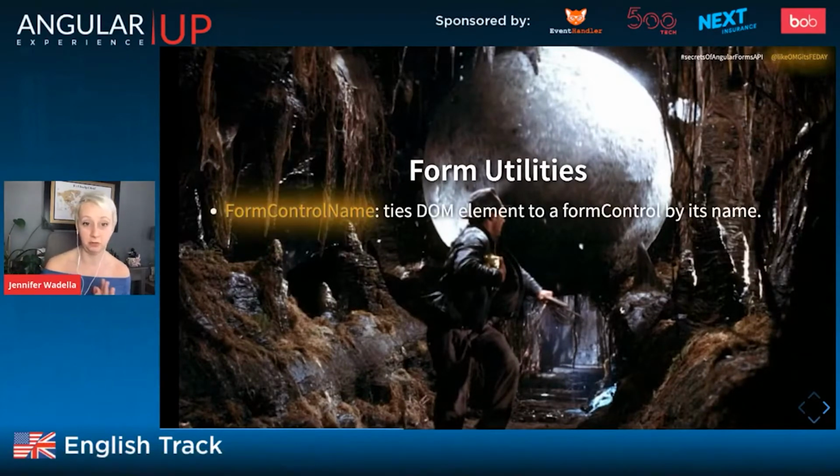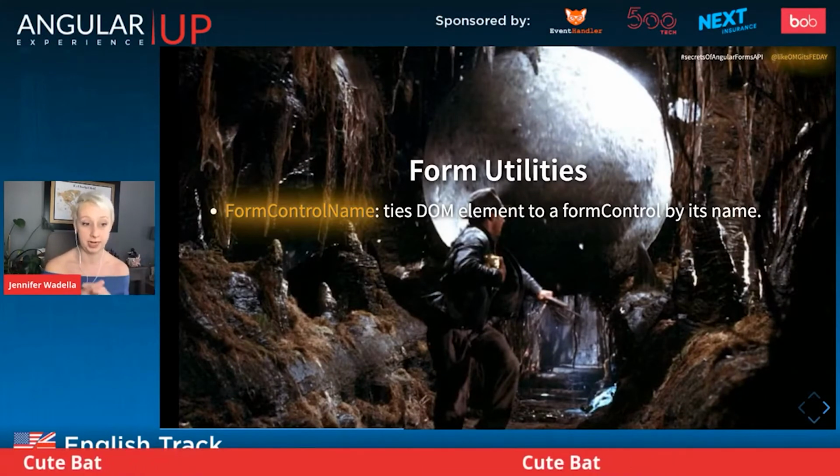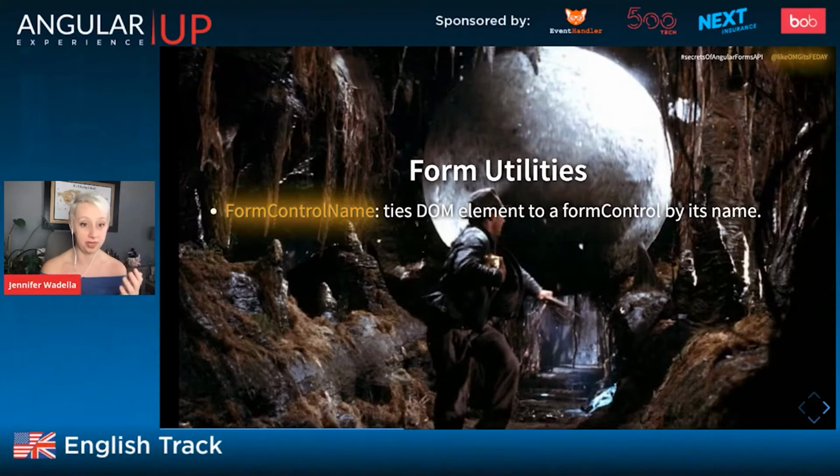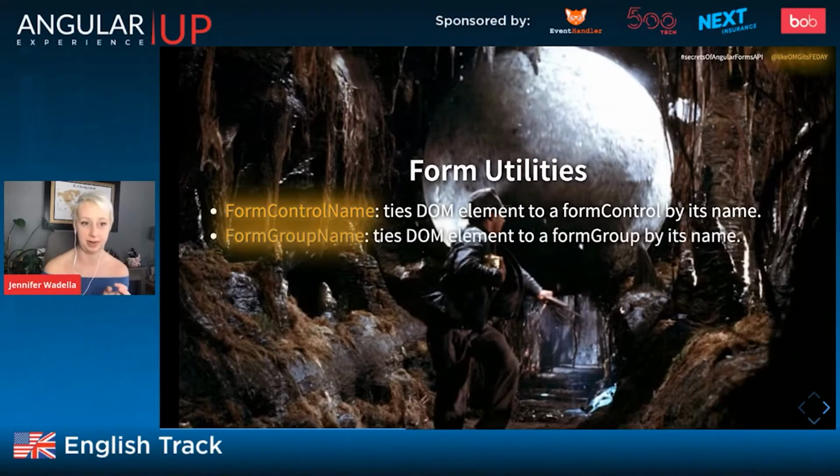The first one is our form control name. And this ties a DOM element to the form control by its name. So a lot of times I will see people that have their base form group object, and they'll call form group.controls to access the controls inside of that. And then the next key, whether it's a form group or a form group name, they'll pass that in. We can just use form control name, which will accept a string, and then it will look in whatever its parent form directive is to try and find the form control associated with that name. So this can save us a lot of time and energy.